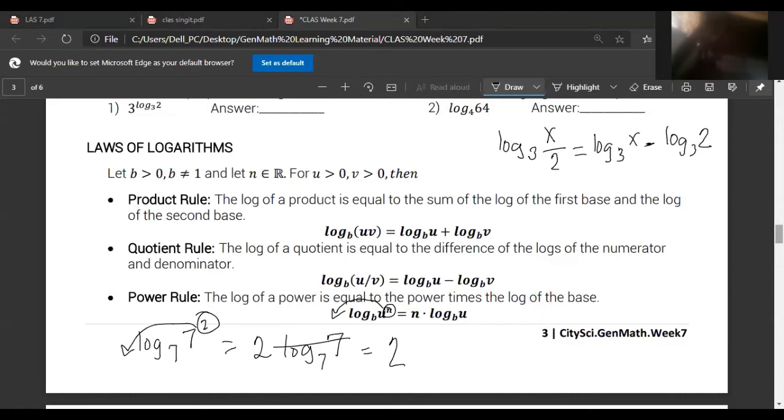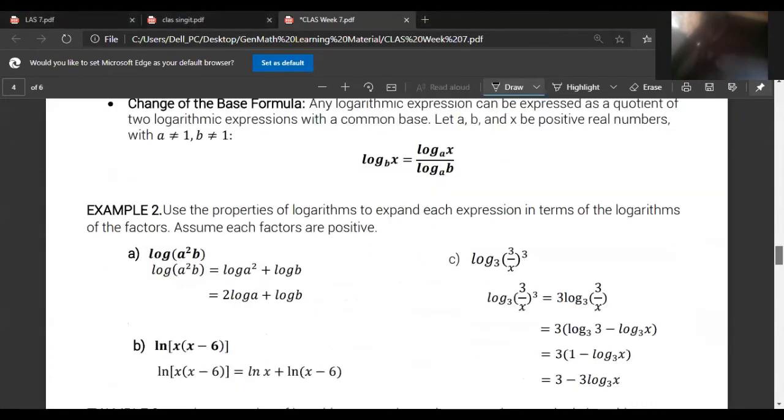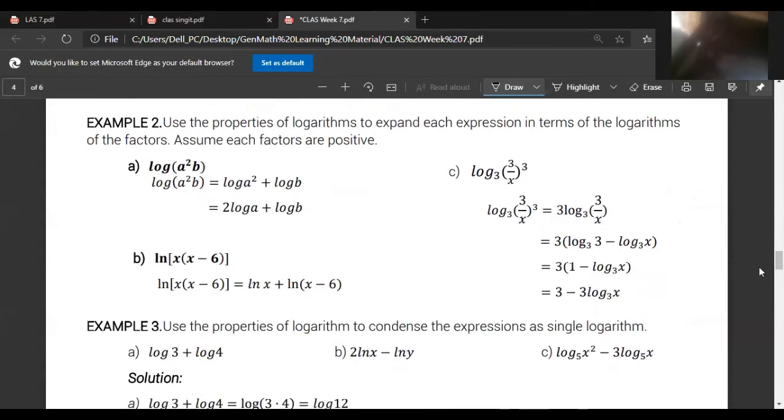Kung wala nang question, yung change of base ay later ko na i-discuss, saka hindi siya part ng rule. Nagkamali lang siguro yung author. Okay. Use the properties of logarithm to expand each expression in terms of the logarithms of the factors. Assume each factor is positive. Class, I will not discuss this anymore kasi andyan na naman yung solution. What I am going to do is to create new examples. Yung mabigat-bigat para masaya.